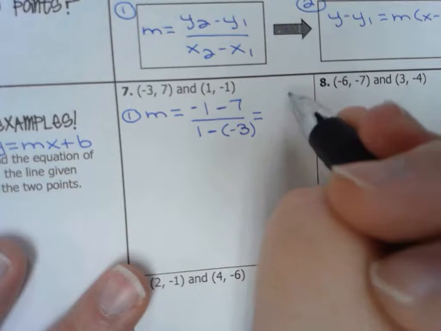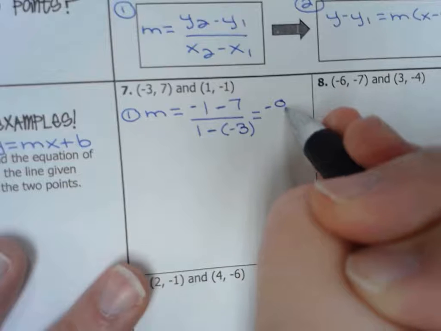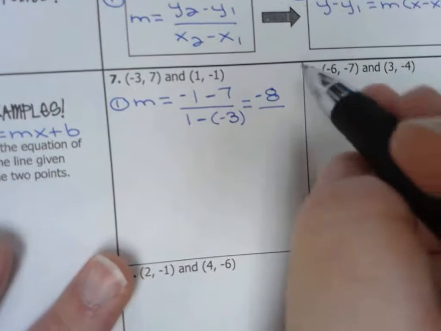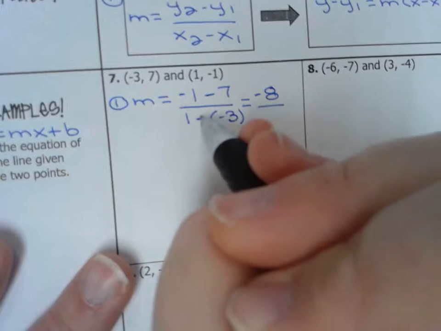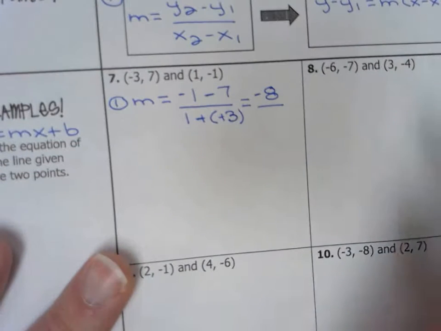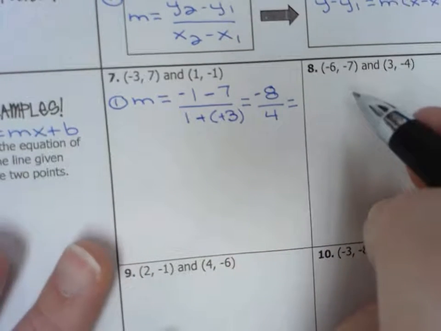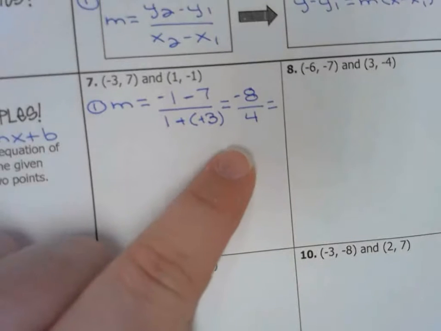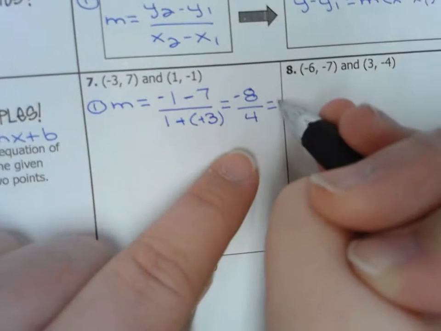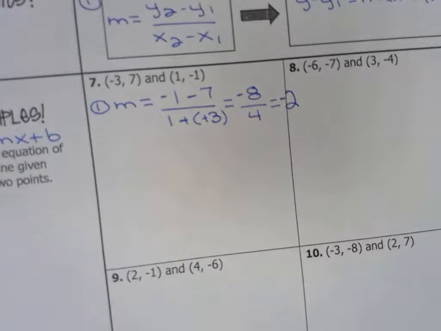No, get a calculator out like I asked you to. -1 minus 7 is -8. On the bottom, I have 1 minus -3. Minus -3 becomes what? Plus 4. And then the slope, I always want to make it a whole number or a simplified fraction. What does -8 over 4 reduce to? -2. The top number is bigger, so it will divide out and give me -2.